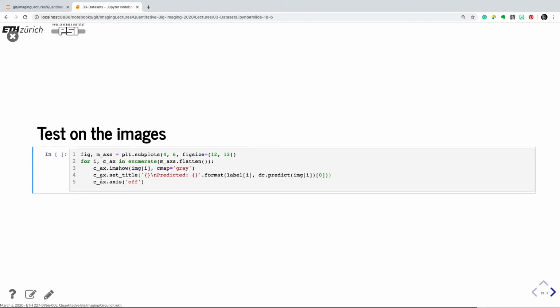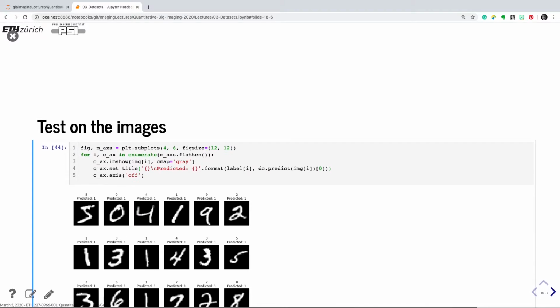So let's try on other images, or look at these numbers. We can see that it's a 5, but it's predicted 1, it's a 0, it's predicted 1. Yay, we have a 1 and really predicted a 1, so fantastic. One is right at least. And so it goes on.